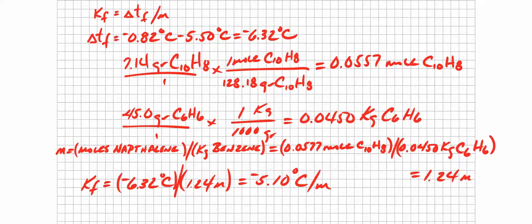So we have K sub F is equal to the change in temperature, which we calculated to be negative 6.32, and we're going to divide that by 1.24, right? And that's going to give us this number, negative 5.10 degrees Celsius per molal, right? Per molal. And that is the unit, by the way, for K sub F, the molal freezing constant. That'll do it for number 3.